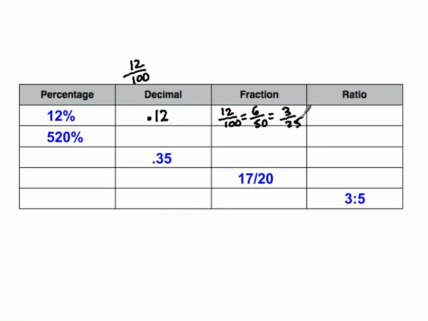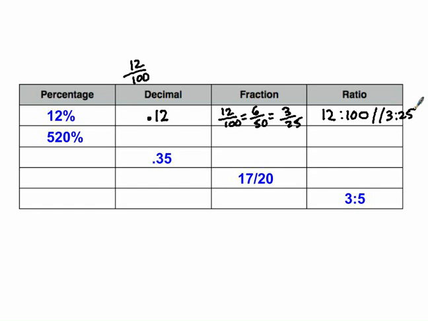And as a ratio, we can write it however we want. 12% means 12 per 100, or at a rate of 12 to 100. You could have written it at a rate of 3 to 25, too. A rate of 3 to 25 would be the same as a rate of 12 to 100.